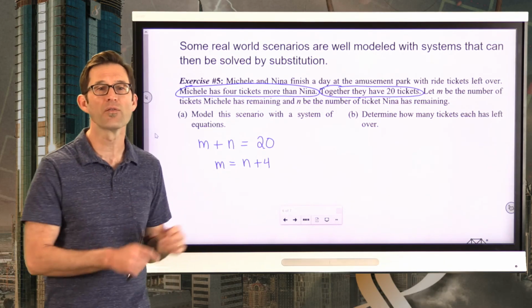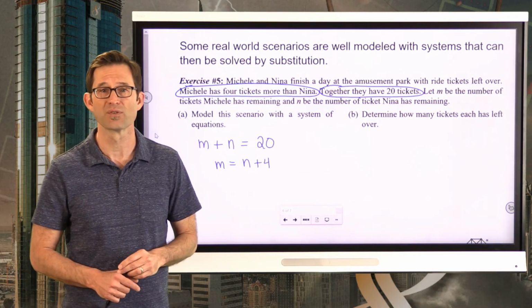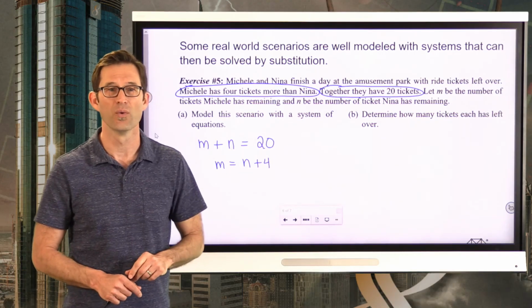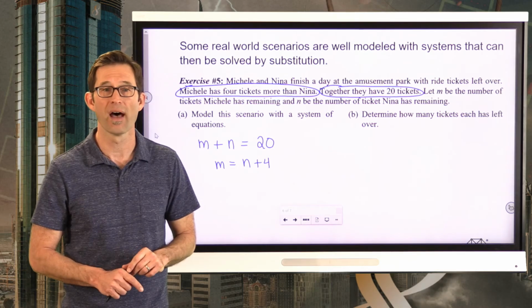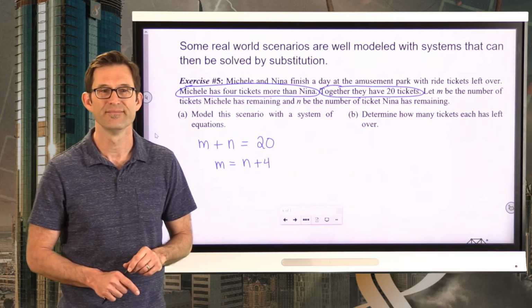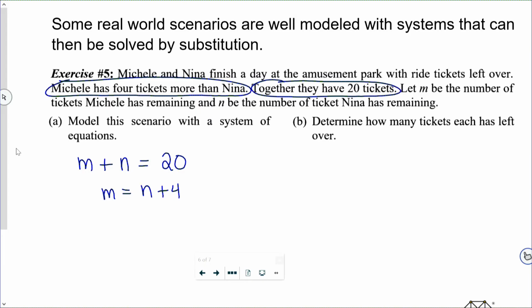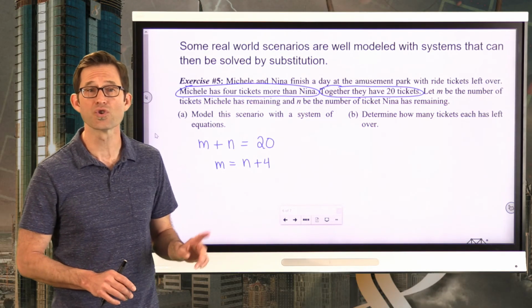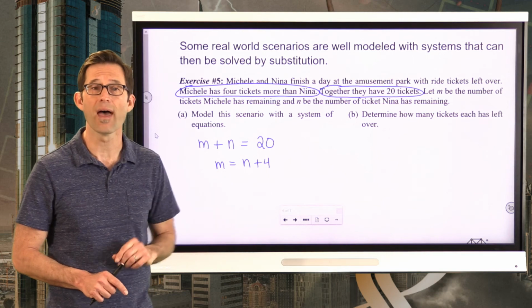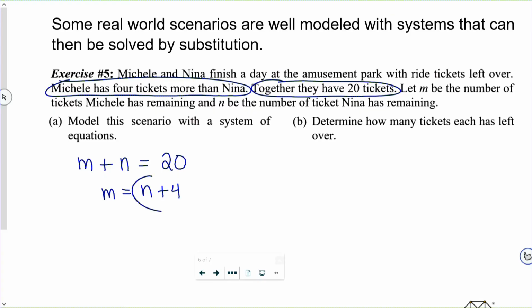And this is a wonderful system of equations that can be solved with substitution, and that's what I'd like you to do in letter B. Go ahead and figure out how many tickets each one of them has by solving this system. Now, this system is nicely solved by substitution because in our second equation, the M is isolated. So I'm going to take my N plus 4 and substitute it in for that M, and I'm going to get N plus 4 plus N is equal to 20.